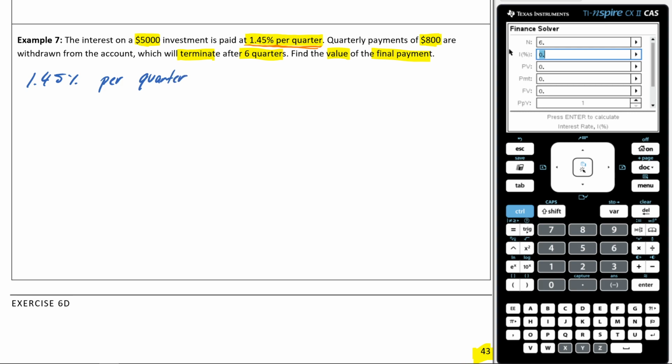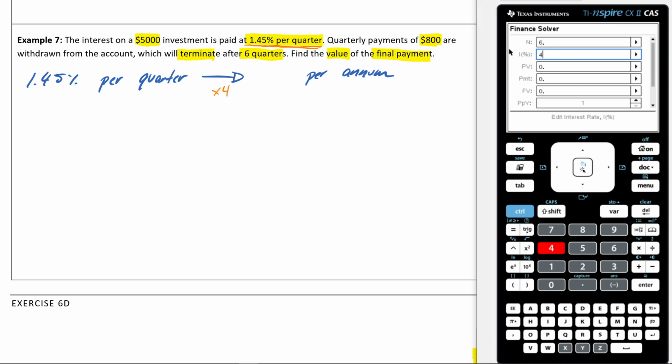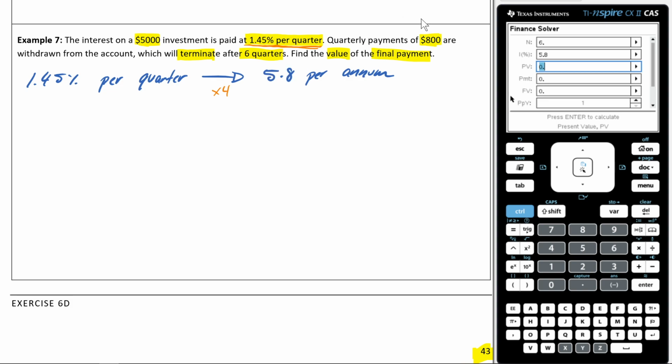What we need to do is change this into per annum. How can we do that? Well, how can I turn per quarter into per annum? It's pretty easy. I just have to times it by 4. And the finance solver can do this for you. You can just go 4 times 1.45. Hit tab, it'll be 5.8. So that's the first issue resolved. It'll be 5.8 there. We then continue to go on.